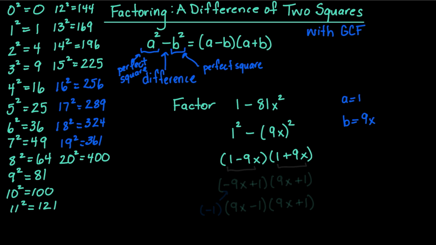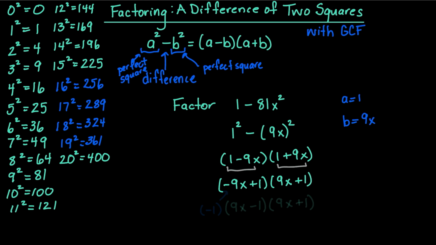Now, the more finesse you get in math, you will know we typically do not leave our terms out of order. So the x term should always come before the number. So I'm going to rearrange these. So this is negative 9x plus 1, and this one is 9x plus 1.